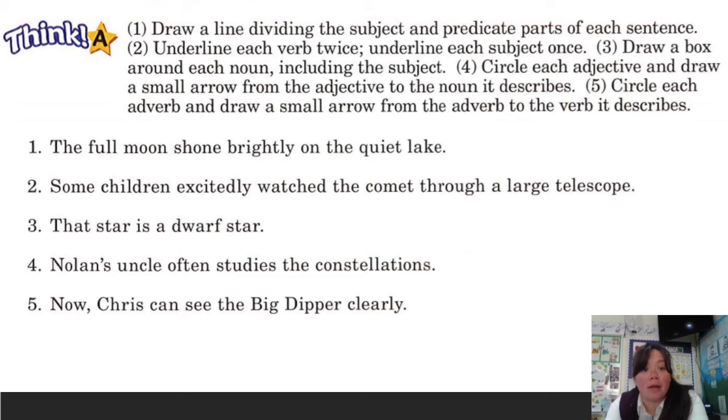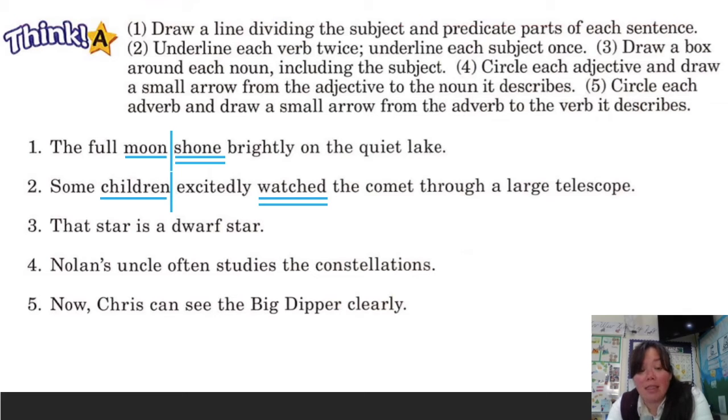So let's take number 1. The full moon shone brightly on the quiet lake. So our subject is actually moon. And what did the moon do? It shone. So we have moon underlined once, shone twice. Number 2. Some children excitedly watched the comet through a large telescope. Our subject is children, and what did they do? Watched. They didn't excitedly. That's not something you can do, so don't underline that as the verb. We'll get to that word later.